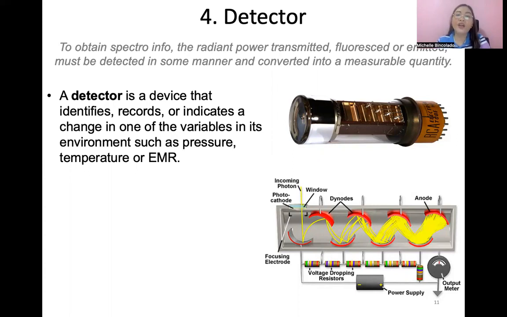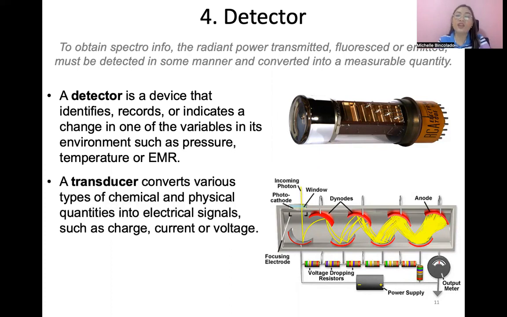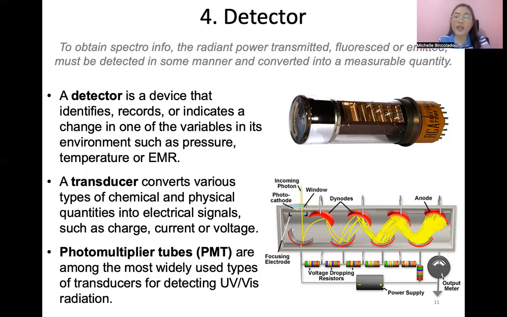This is the detector. A detector is a device that identifies, records, or indicates a change in one of the variables in its environment, such as pressure, temperature, or electromagnetic radiation. One example of detector is what we call a transducer. It converts various types of chemical and physical quantities into electrical signals tulad ng charge, current, or voltage. An example, guys, of a very common transducer is what we call PMT, or photomultiplier tube. It is one of the most widely used types of transducers for detecting UV-vis radiation.